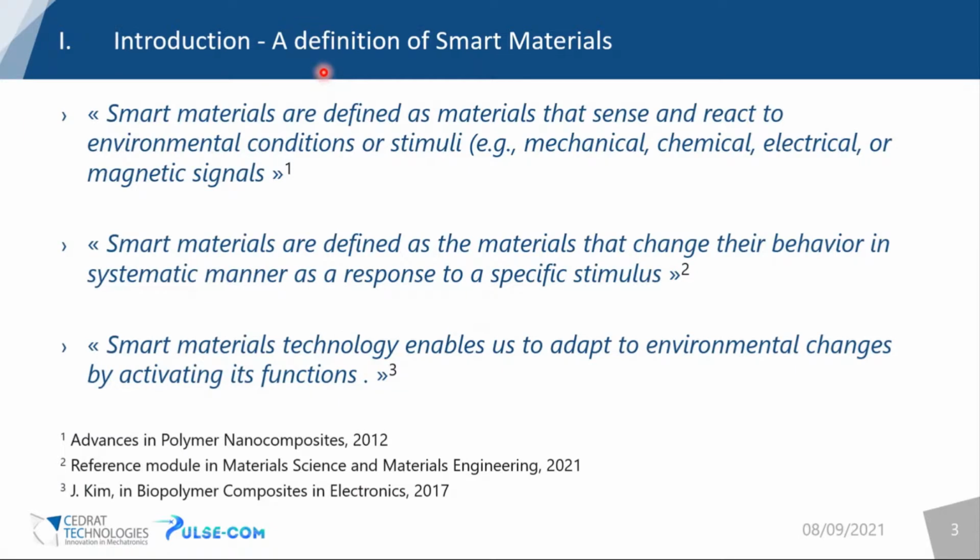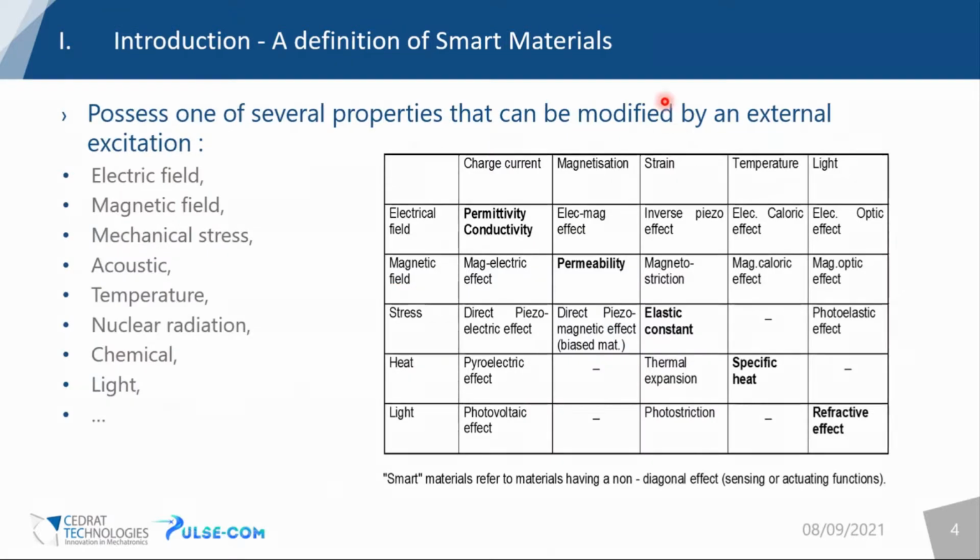So first, what can be considered as a smart material? There are several definitions in the literature as far as smart materials are concerned. But what you can see here is that they are defined as materials that sense and react to environmental conditions or stimuli, from various sources, meaning mechanical, chemical, electrical, also magnetic, thermal, etc. In the table that you have there, you can see the relations between several mediums: electrical, magnetic, mechanical, thermal, and light.